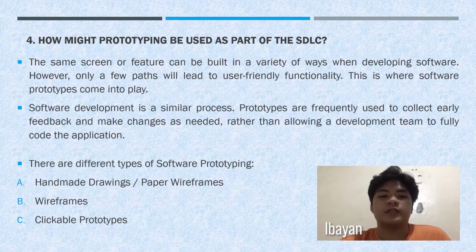And these are the different types of software prototyping. Number 1 is handmade drawings or paper wireframes. The goal of a paper prototype isn't to come up with the final polished design, so don't worry about artistry instead. It can be an important step in bringing a vague idea to life.